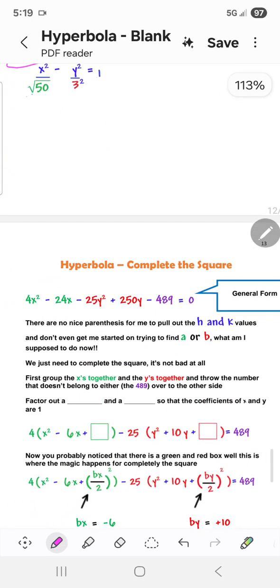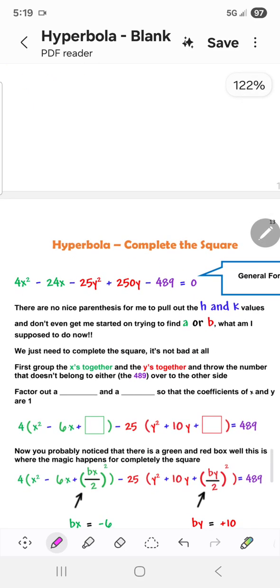We also have to talk about completing the squares. There's no parentheses on here, right? I can't just pull out the values of h and k and the values of a and b. So we have to complete the squares. And what we need to do is first take note of the x squared and take note of the y squared.